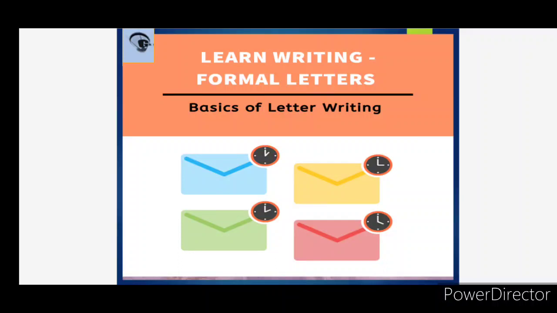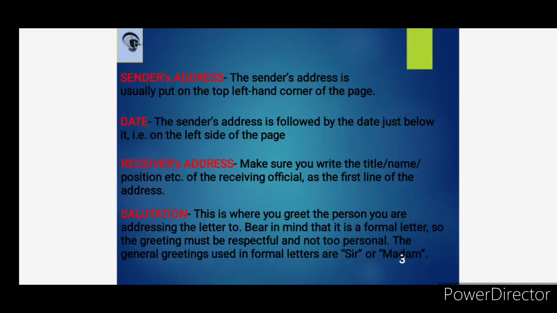So today let's learn how to write a formal letter. Yes, today we are going to talk about the basics of letter writing. Writing is an art, and to write something you must know the correct format. And once you know the format, it becomes easier to convince others. So let's get started and talk about the formal letters today.